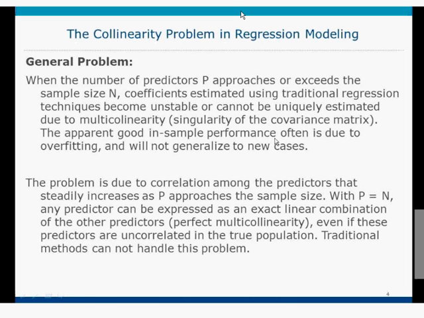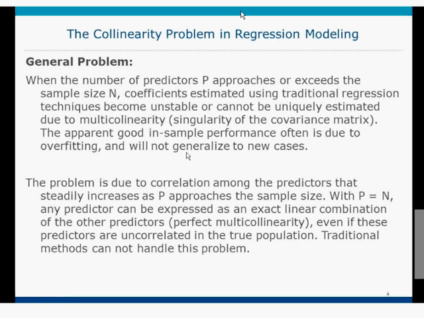Now, often we get a very high R-squared, but that indicates good in-sample prediction. But since that's often due to overfitting, it will not generalize to new cases. So if you try to take that model and apply it to new cases, it doesn't validate. The R-squared goes way down. Okay, and the problem is due to correlation among the predictors that steadily increases as P approaches the sample size.